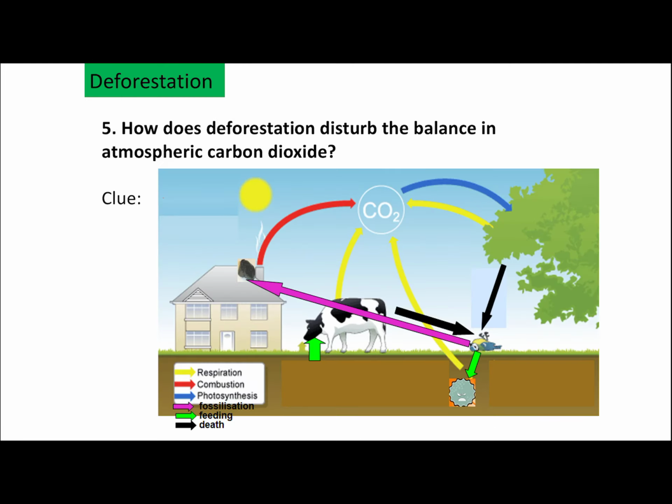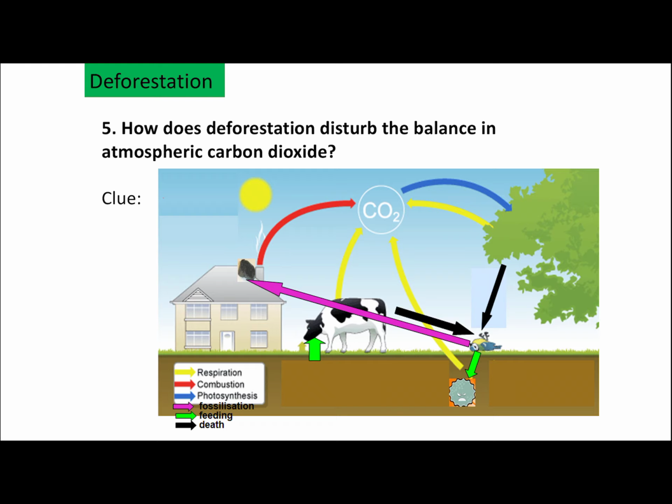The next question: How does deforestation disturb the balance of the atmospheric CO2? So atmospheric CO2 is what we find in the atmosphere, and that is in the middle of this diagram with the CO2 symbol. So this is looking at the carbon cycle, really, and it'll be a lot of knowledge that you'll have picked up from lots of different areas of the course.